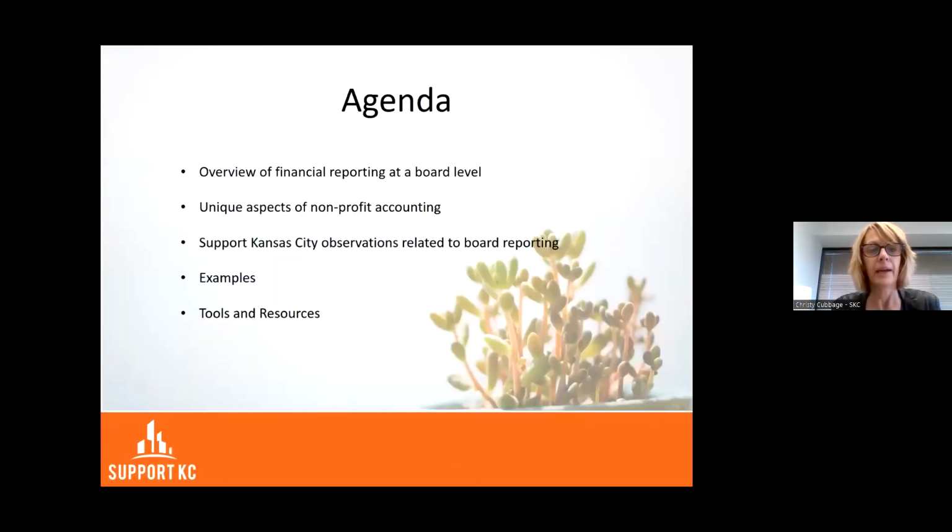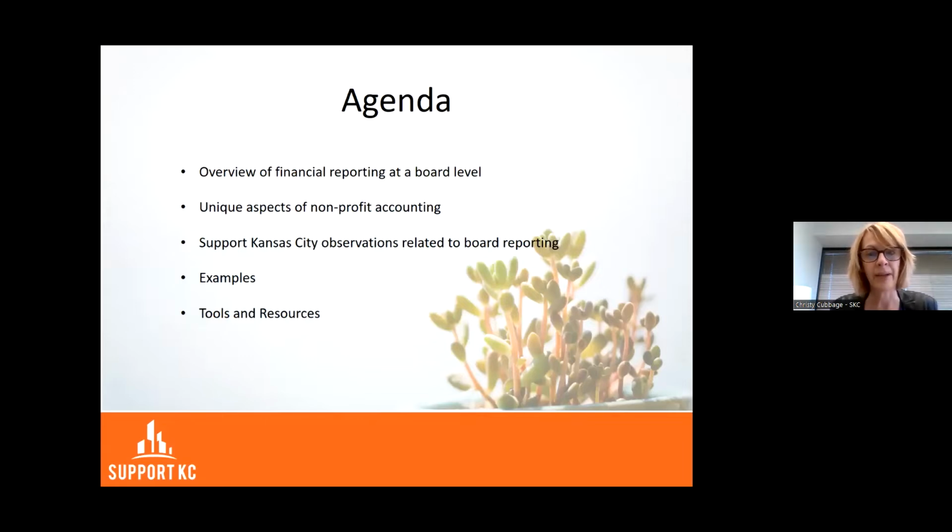So an overview of what we're going to be talking about today is the financial reporting at the board level. We're going to touch on some unique aspects of nonprofit accounting, which adds another layer of complexity as a board member looking at financials. Even if you're very versed in for-profit financials, nonprofit financial statements can look very different and feel very different. Then I threw in some Support Kansas City observations related to board reporting.